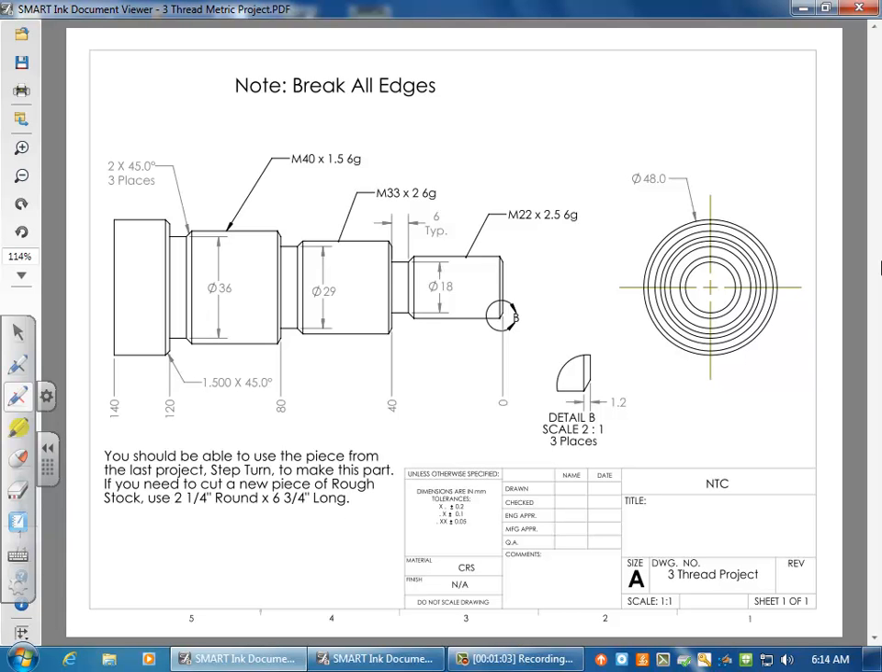So we have a number of threads we're going to do, and this is going to be your first program where you make threads. The first thing you want to keep in mind is that you want to program the mean dimension for the major diameter.